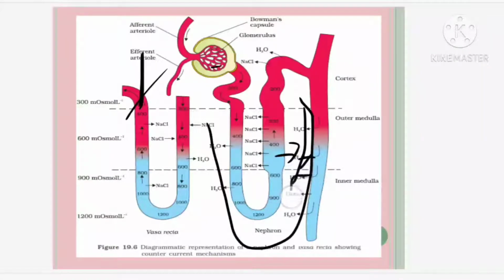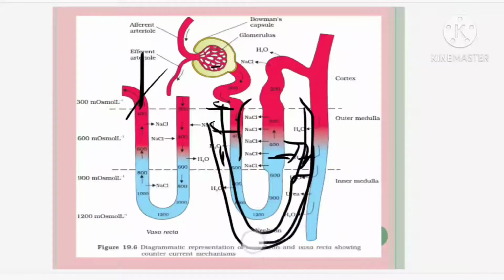Now the vasa rectae has NaCl, and the ascending limb of the vasa rectae comes in contact with the descending limb of the Henle's loop. Now what will happen? I have told you the descending limb of the Henle's loop is permeable to water but not to electrolytes, so water can go out. Why is the water moving out? Because the concentration of salt is more here. How is the concentration of salt more? From here the salt is moving into the vasa rectae, so NaCl is moving into the blood, which is loaded with salt.